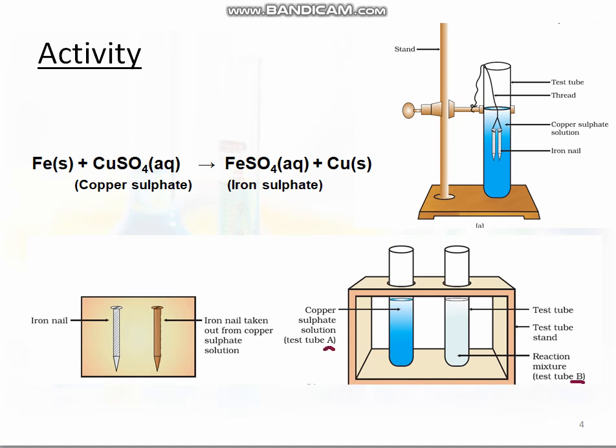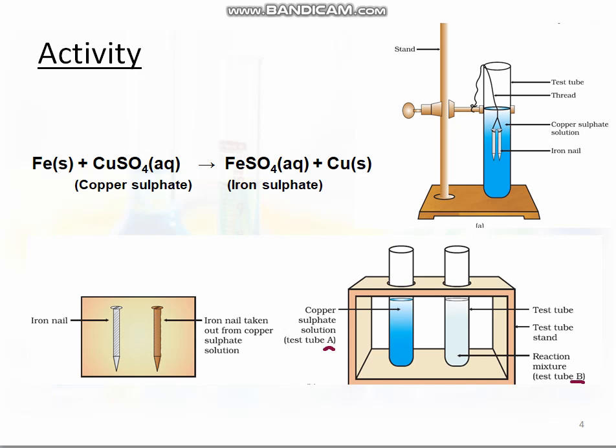Now, we shall take one iron nail, and dip the iron nail in copper sulfate solution for about 30 minutes. After 30 minutes, take out the iron nail and place it on the surface. Keep the other iron nail just for the comparison study.